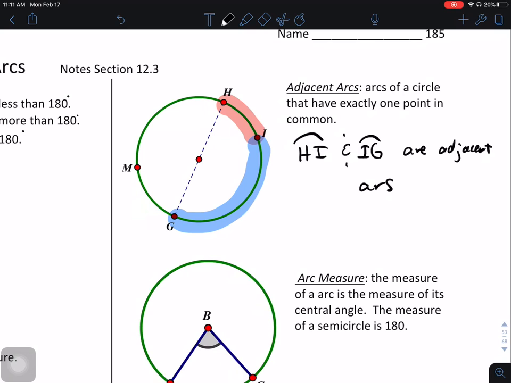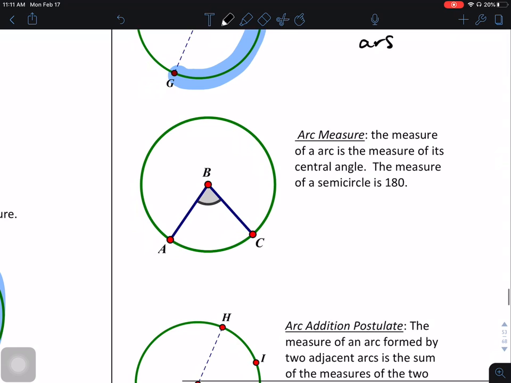Next we have arc measure. The measure of an arc is the measure of its central angle. The measure of a semicircle is 180 degrees. So for example, if the central angle is 40, then the measure of this arc is also 40. The measure of angle B is 40 degrees, and so is the measure of arc AC.